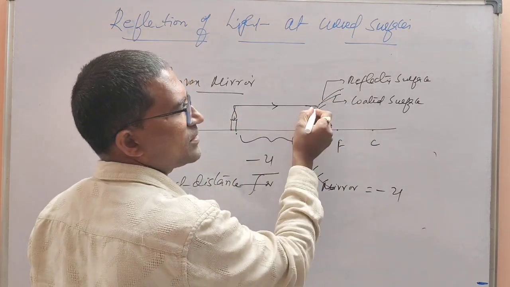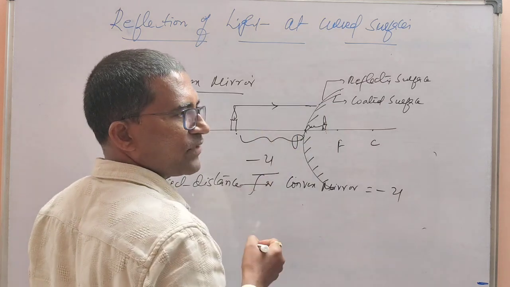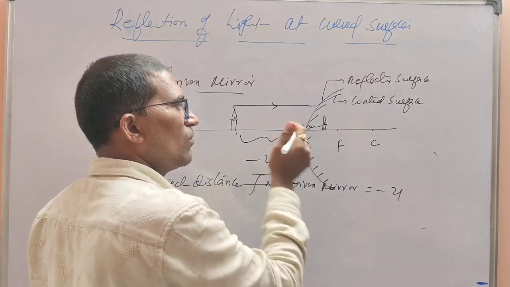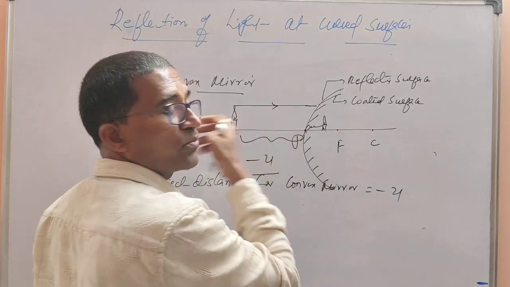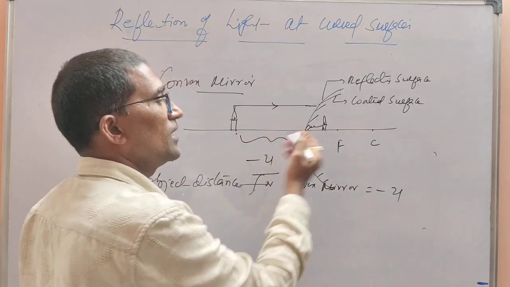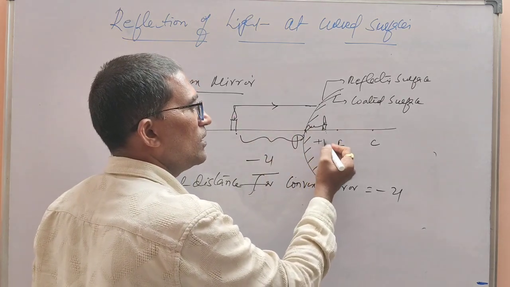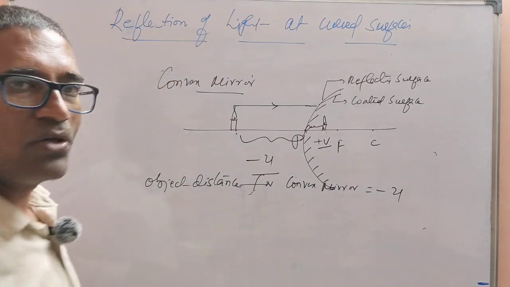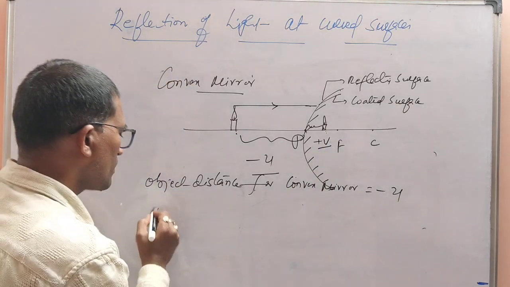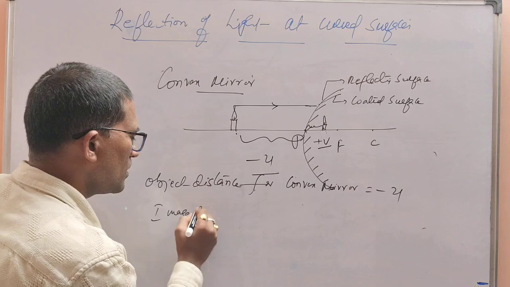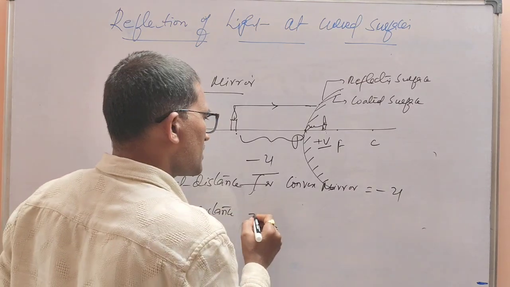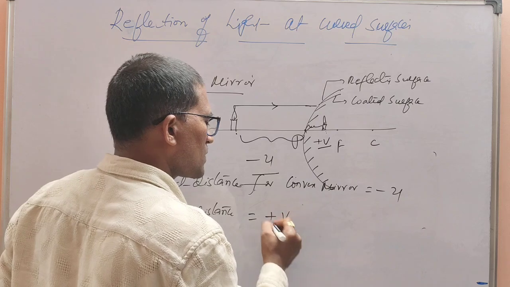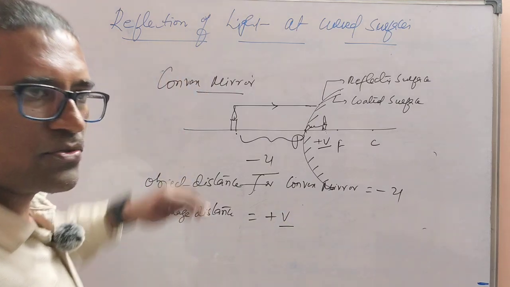Light is going like this. It is going to hit the reflecting surface. Now we are going to measure the distance of the image moving in the direction of the light. That is, image distance is considered as positive. That is in case of a convex mirror. Now next one, image distance is considered as a plus v. I hope you all understood.